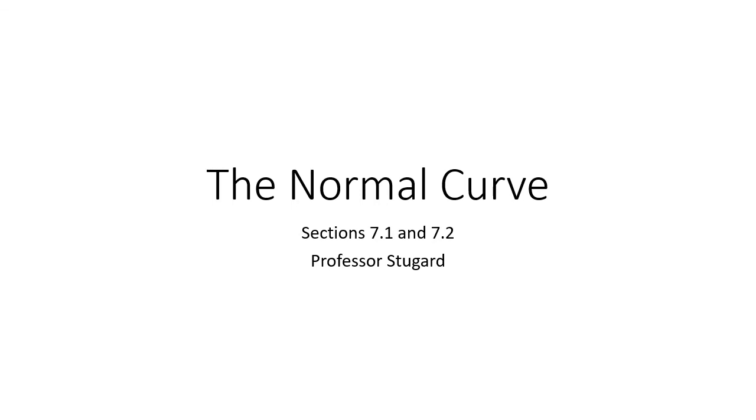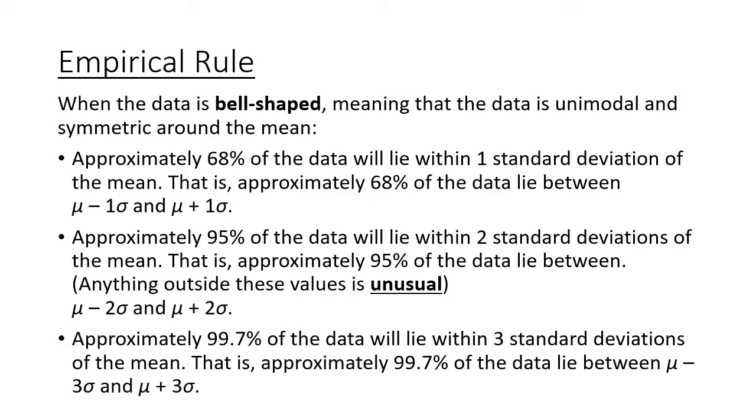Hi, in this video we're going to be talking about what's typically called the normal curve. So what we're really doing is just building upon the empirical rule for bell-shaped data that we looked at back at the end of chapter 3. Bell-shaped means we have that symmetric bell shape, the mean is right in the middle, and approximately 68% of the data is within one standard deviation, approximately 95% of the data is within two standard deviations, which also gave us our boundaries for being unusual.